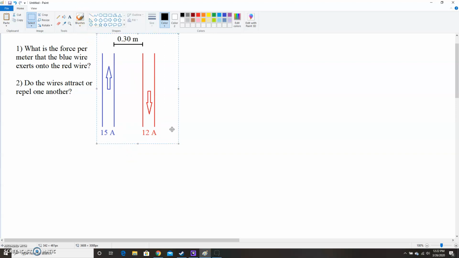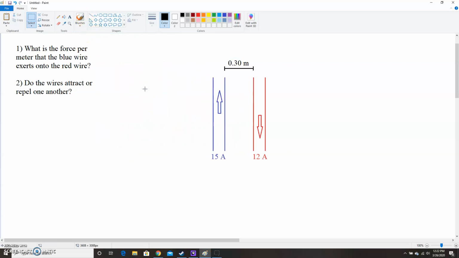Okay, so the answer to this. Let's take a look at what's actually happening with these two wires. The blue wire is going to exert a force onto the red wire. Using the right-hand rule, we are going to get a magnetic field from the blue wire that looks like this. Dots on the left, X's on the right.